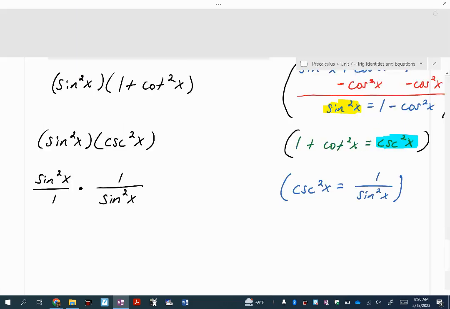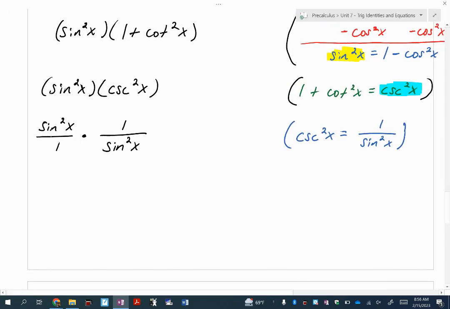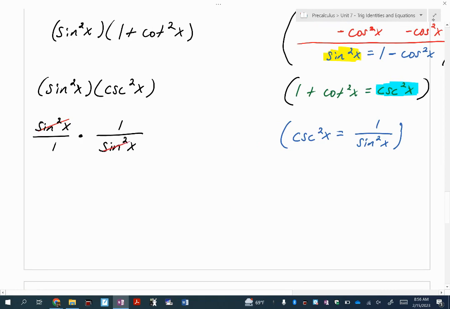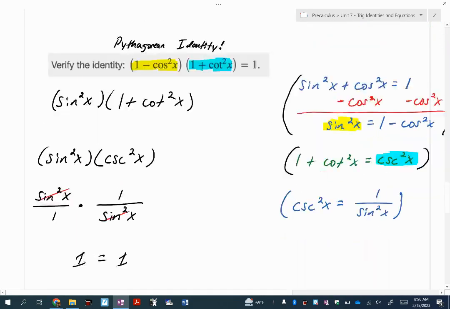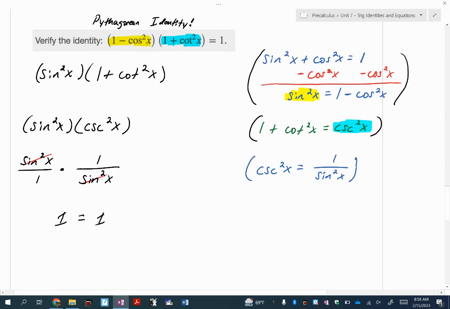Okay, and now you should see that as we look diagonally, we're going to be able to cross out. And so it's 1 times 1 over 1 times 1, which is just 1, which is what I wanted. I wanted 1.